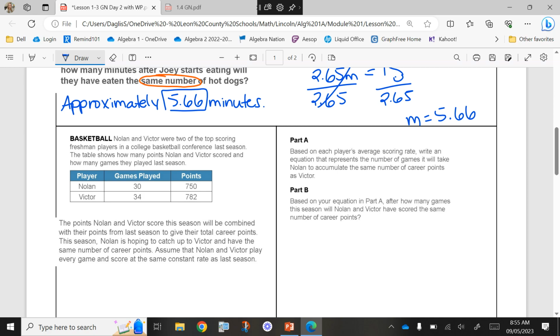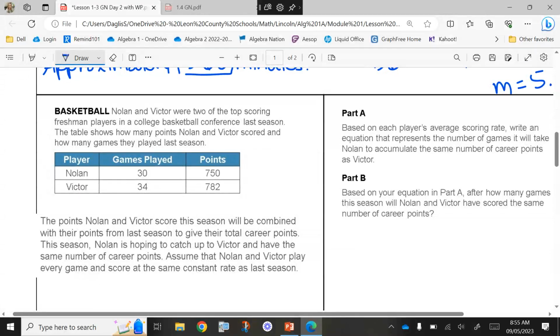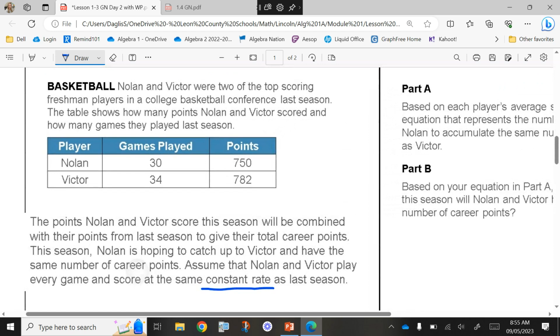Okay? So first thing we got to do is come up with an equation because it wants them to be the same, right? So when are they going to match their career points? What other keywords did it tell me like last time? They have a constant rate again. So how can I find their constant rate or their slope? Points per game. How am I going to do that for Nolan? Yeah, divide. Good. Points per game.